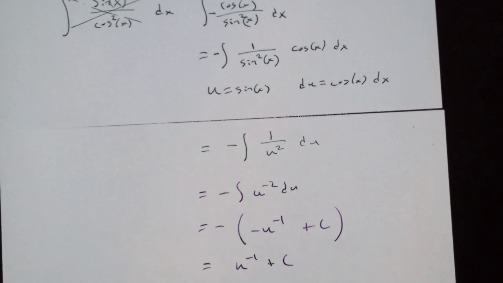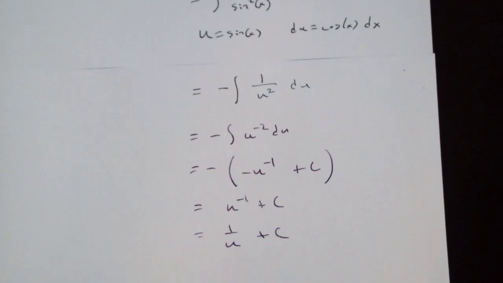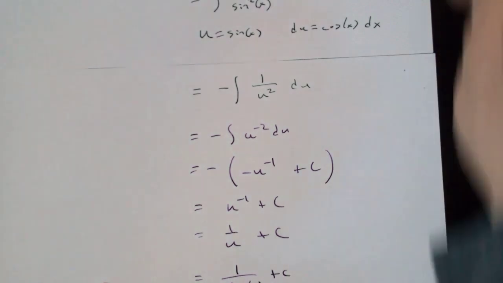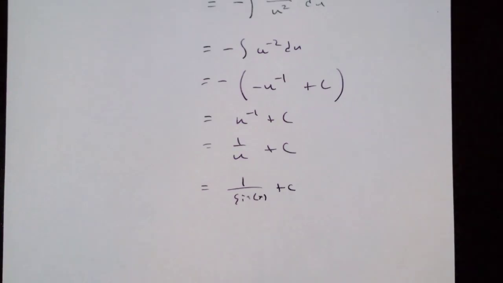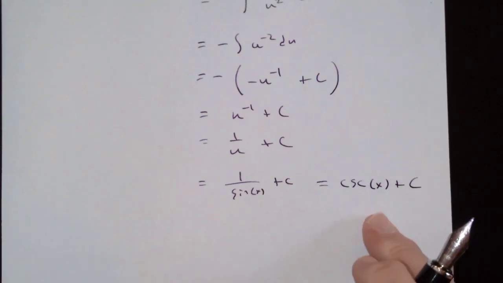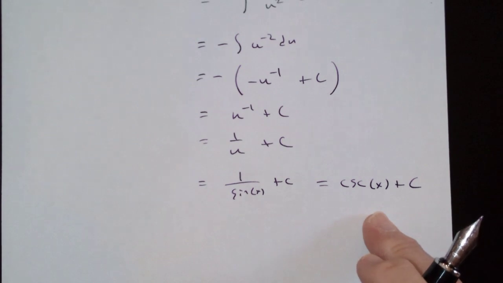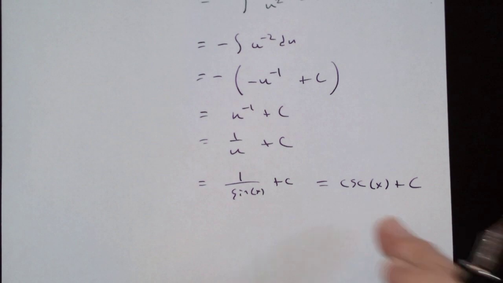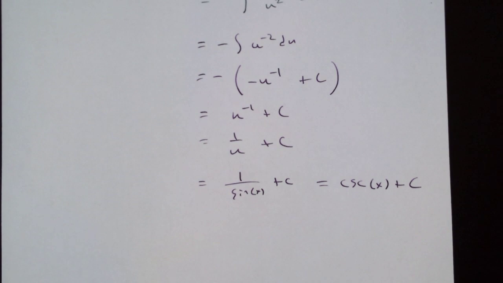Yes? But u was sine of x. So this is 1 over sine of x plus c. What other trig function is 1 over sine of x? And that's the answer we got yesterday. It worked exactly the same way. Well, it worked out to be exactly the same. We went about it in a different fashion. That's amazing. Two different techniques give me exactly the same answer.